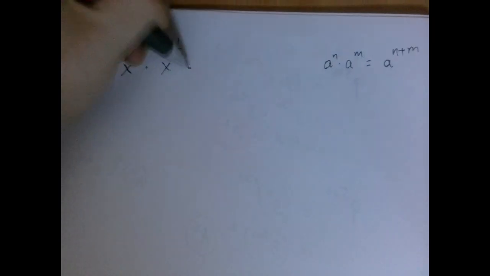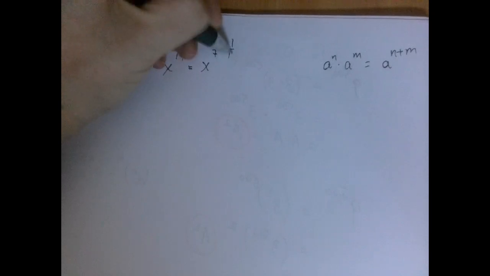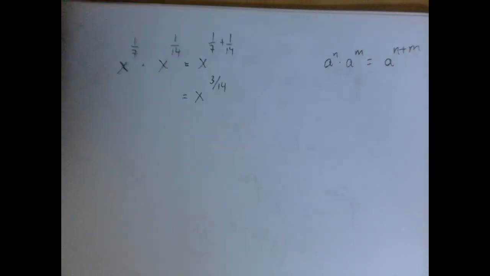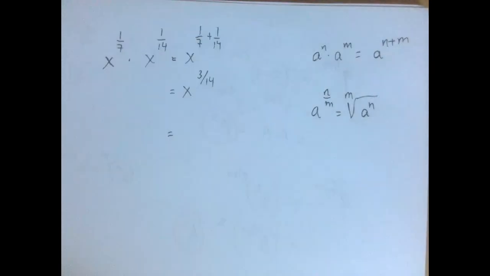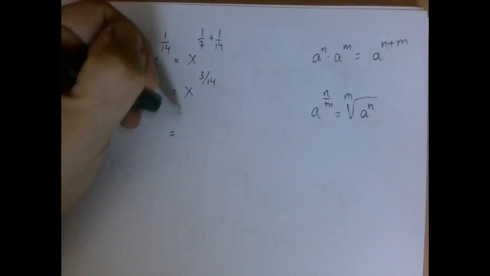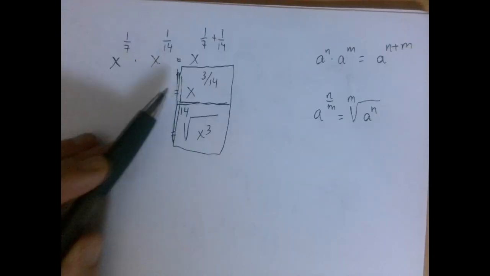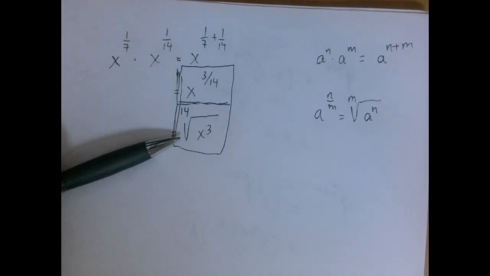So what we have is x to the 1 over 7 plus 1 over 14. 14 is the common denominator, so we're talking about 2 over 14 plus 1 over 14, which is 3 over 14. Again, a to the n over m is the same as the mth root of a to the n. So this here is the same as the 14th root of x cubed. These are both simplified correct answers. This is exponential notation, this is radical notation.